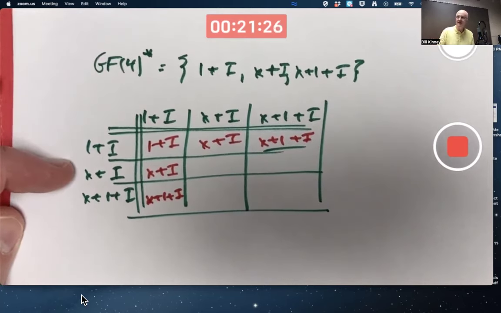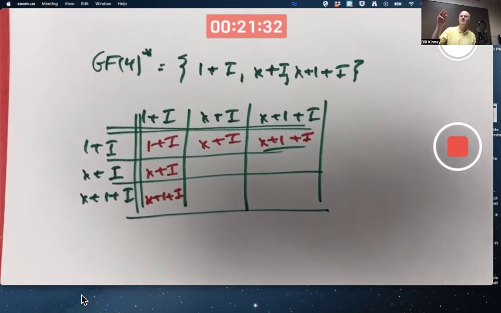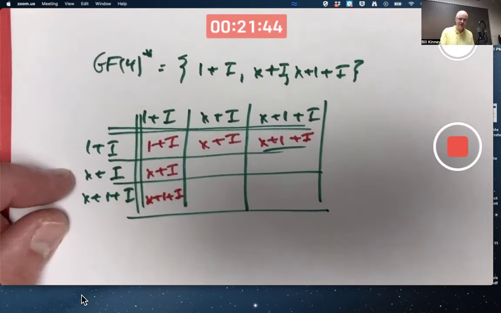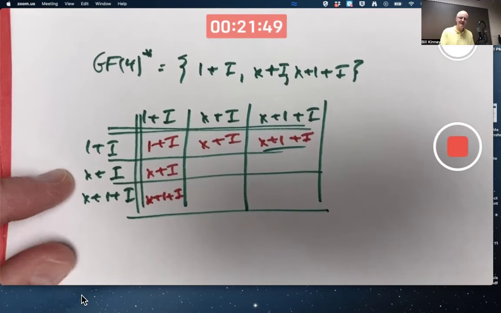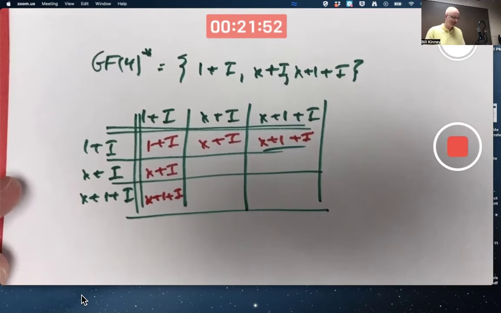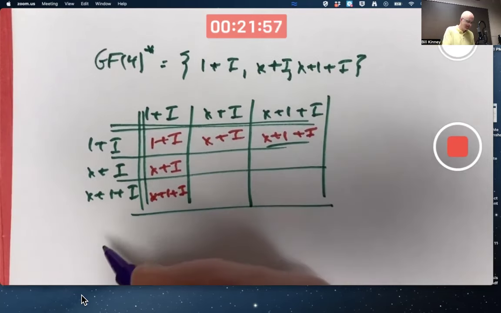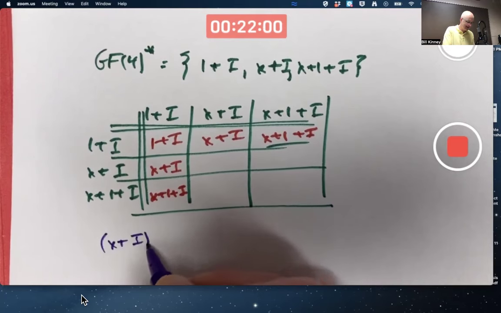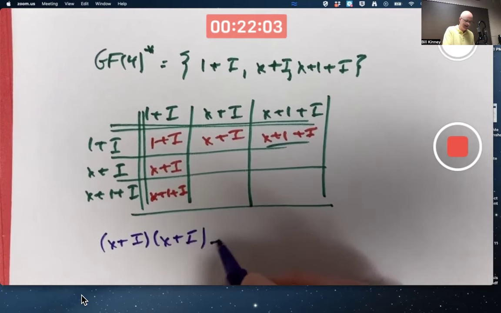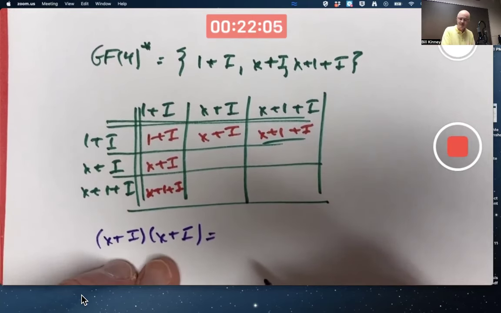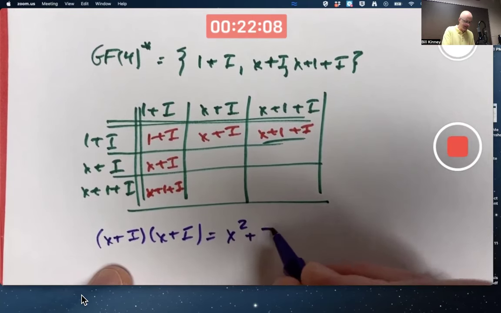Is x plus I possibly a generator? Well, if you think about what you know from group theory, Z3 itself has 3 elements, 0, 1, and 2. Both 1 and 2 are generators. Both of these 2 elements have to be generators, in fact. What's x plus I times itself? It's got to be x plus 1 plus I, though it doesn't look like it would be, does it? x plus I times itself. You multiply cosets by multiplying their representatives, you get x squared plus I.